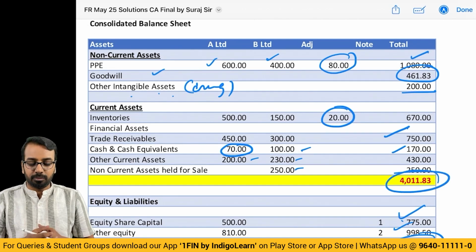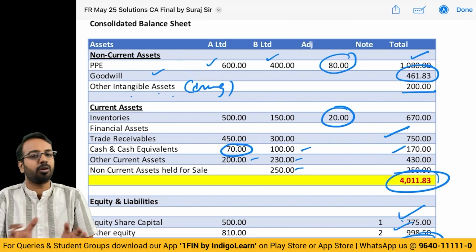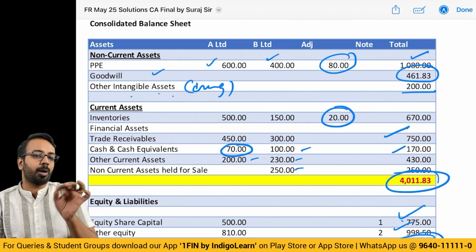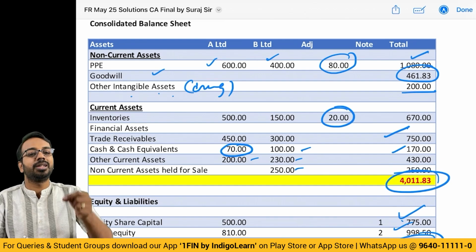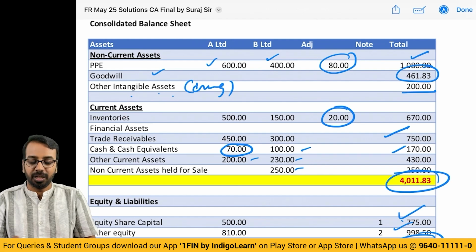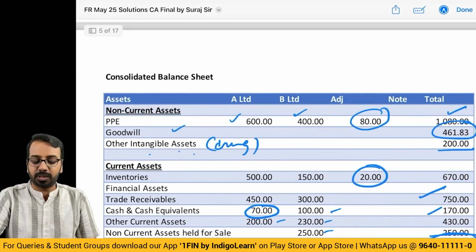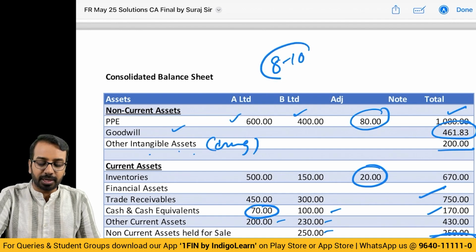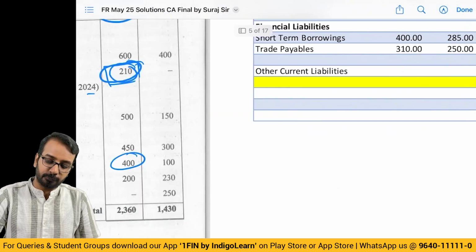4011.83. Now this was a simpler question. The question was not at all complicated, and even if you had missed out a couple of adjustments, you would have still scored good marks in this question, because calculation of goodwill, calculation of minority interest was not very difficult or not very challenging. So all in all, with a reasonable attempt, even if you have not done a couple of adjustments correctly, you would score somewhere between 8 to 10 marks in this particular question. Okay. Now moving on to the next question.